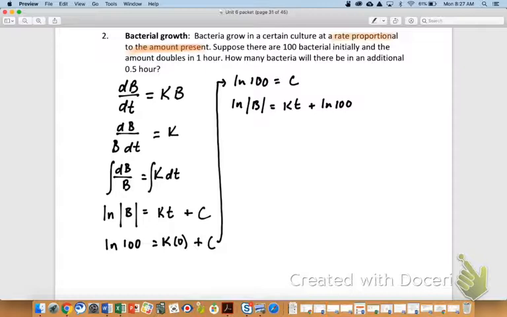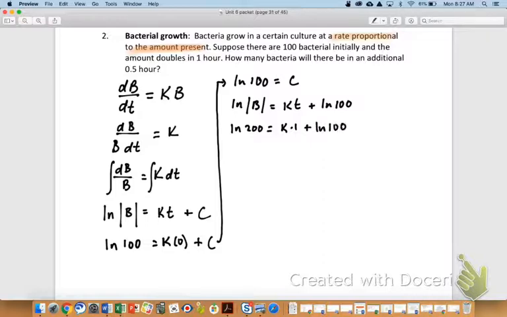Okay, remember we're hunting for this solution curve, and I just figured out the c, but I also need to find the k, right? There's two different constants here. Does anybody see a different initial condition that might help me with my k? Yeah, what do you think? There's 200 bacteria after 1 hour. Yeah, it says the amount of bacteria doubles in 1 hour. Okay, so I'm thinking that would be ln of 200 equals k times 1 plus natural log of 100.